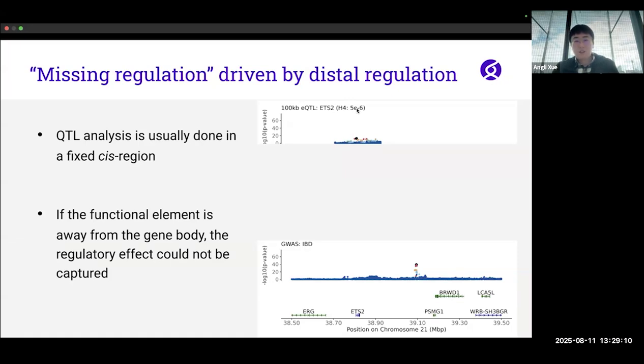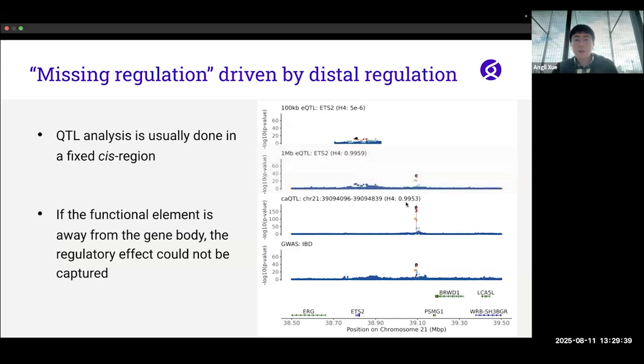And in this case, in the previous study, this is reported as not colocalized. But if you look at the peak, which is located in the intronic region of the caQTL signals, you find a perfect overlap between the GWAS signals and the caQTL signals. And the vertical line indicates the location of the peaks. And this number indicates the probability of the colocalization, which is 0.9, really high, close to 1.